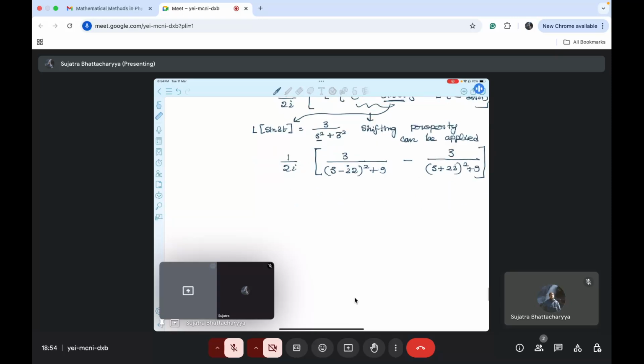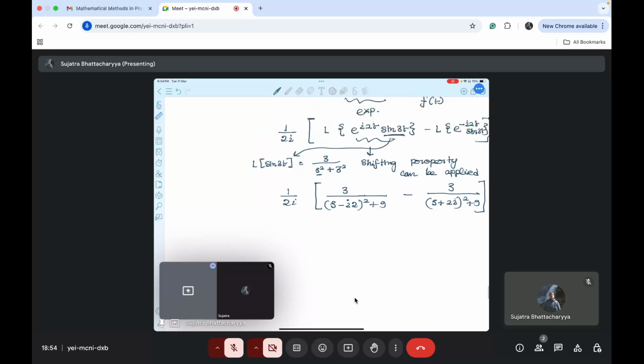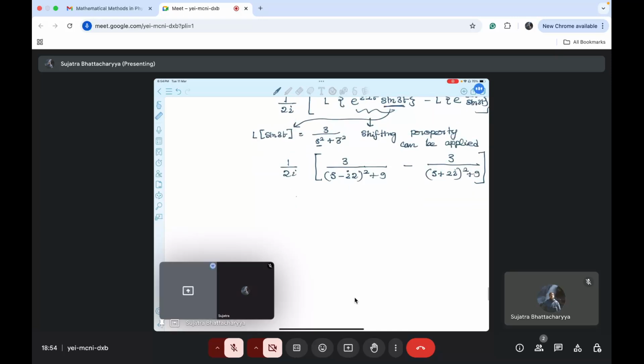That is the power of the properties of the Laplace transform. Just in one step, you can skip all integrals and finally find this kind of expression. Okay, 3 is a constant and is common, so 3 upon 2i we can take outside. And the next steps are only solving this part. That's all.